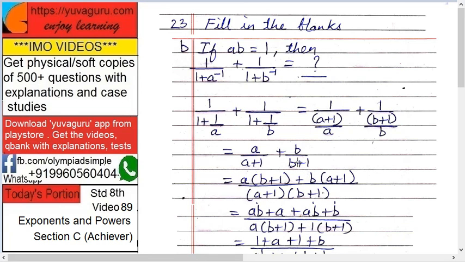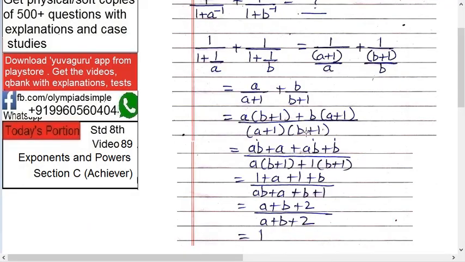So again solve this, cross multiply. a into b plus 1 plus b into a plus 1, the whole upon a plus 1 into b plus 1. So ab plus a plus ab plus b, the whole upon this. Solve this bracket also. a into b plus 1 plus 1 into b plus 1 at the denominator bracket, right? So what it becomes? ab plus a plus ab plus b, but ab is given as 1. So 1 plus a plus 1 plus b. In the denominator then, ab plus a plus b plus 1.